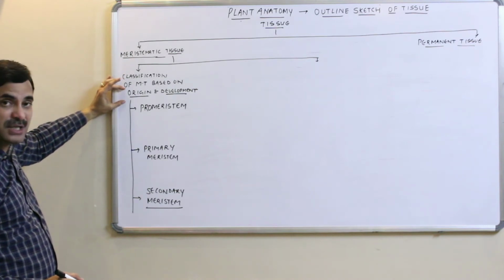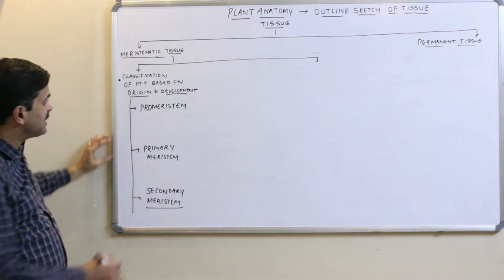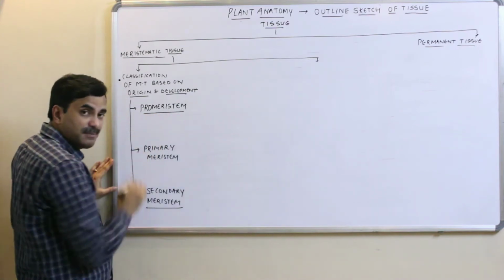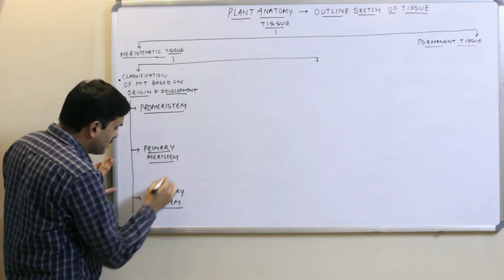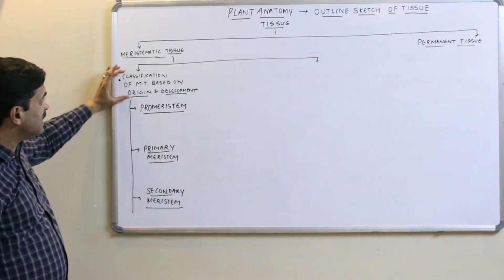Are you getting it? So this is the first basis of the classification, that meristematic tissues can be classified on the basis of origin and development. On the basis of origin and development, they are of three types: promeristem, primary meristem, and secondary meristem. This is the first way of the classification.